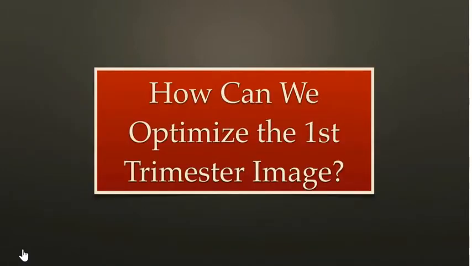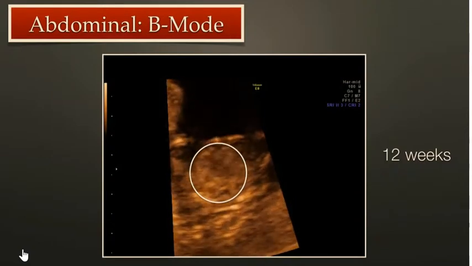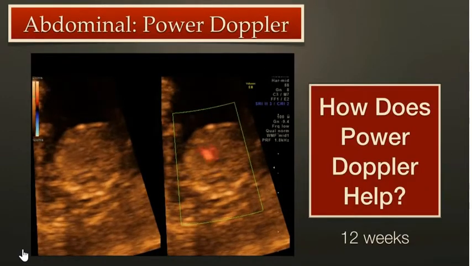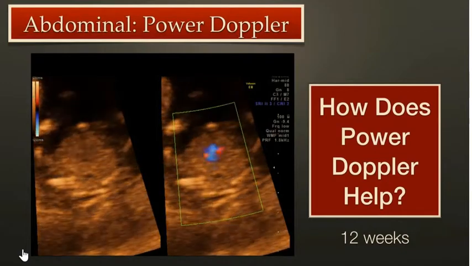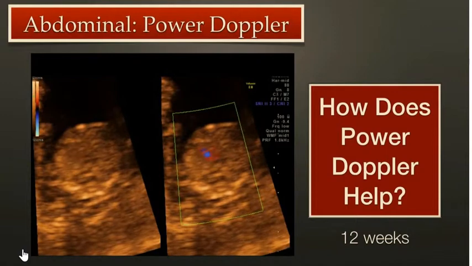Now let's examine how we can optimize the first trimester image. This is an abdominal image of the fetal heart. Do you see any of the details on this image? You should say no. Okay. This is a sweep of the fetal heart using an abdominal probe. Does a power Doppler help in identifying cardiac anatomy?